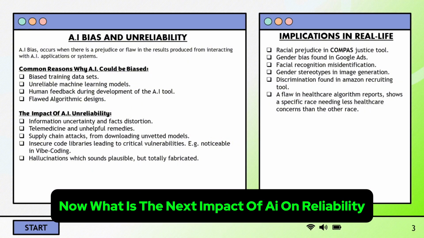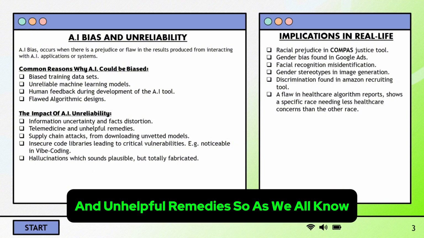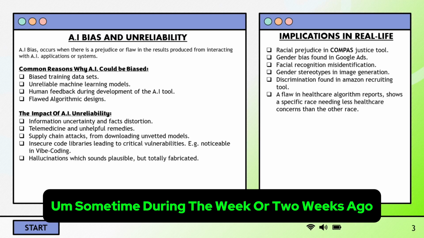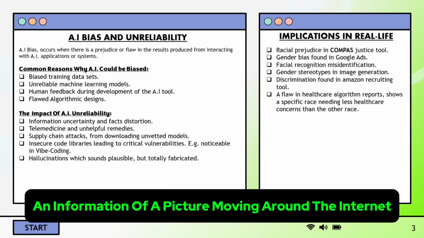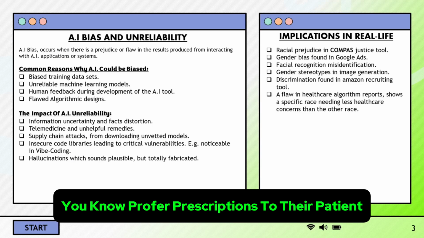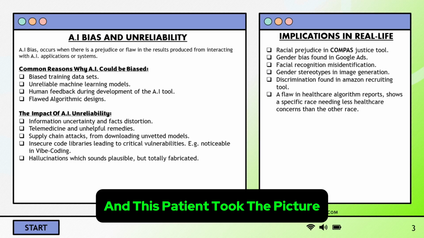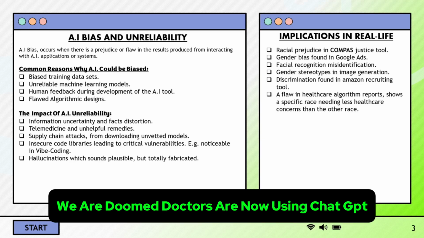Now, what is the next impact of AI unreliability? The next impact can be telemedicine and unhelpful remedies. So as we all know, sometime during the week or 2 weeks ago, if I cannot remember precisely, there was a picture moving around the internet where a doctor was noticed using ChatGPT to prescribe medication to their patient. And this patient took the picture, it's very funny, and posted on the internet and said, "Oh, we are doomed. Doctors are now using ChatGPT."